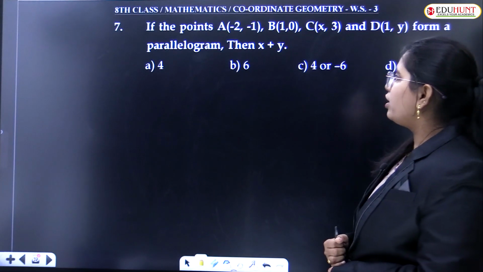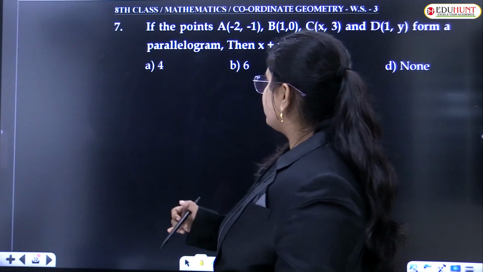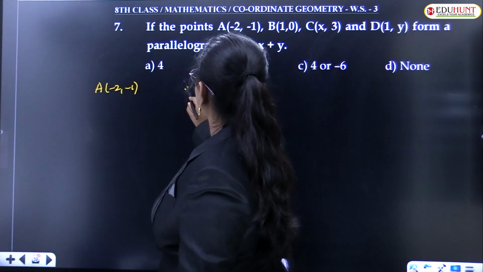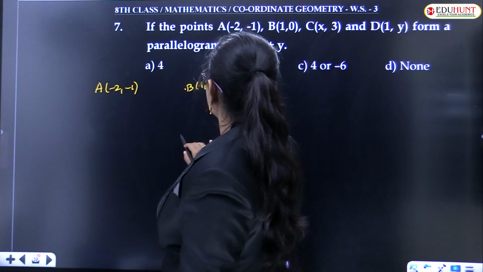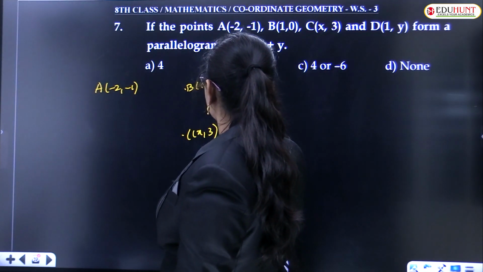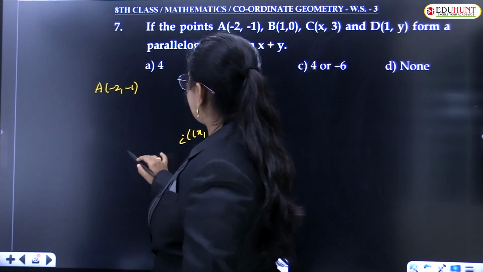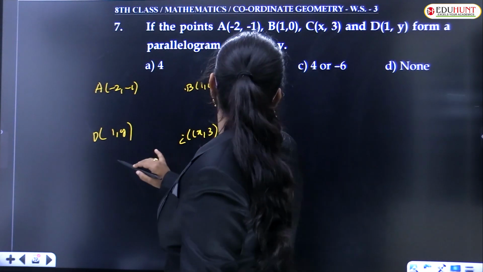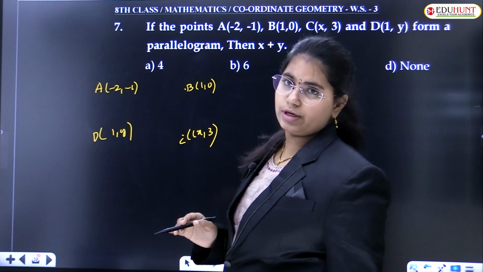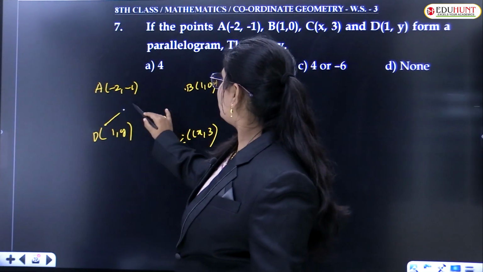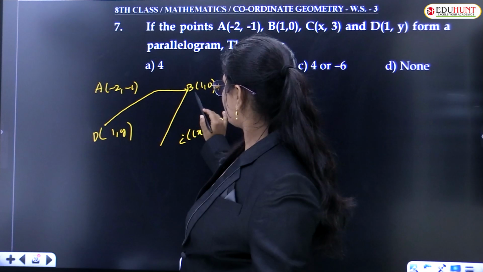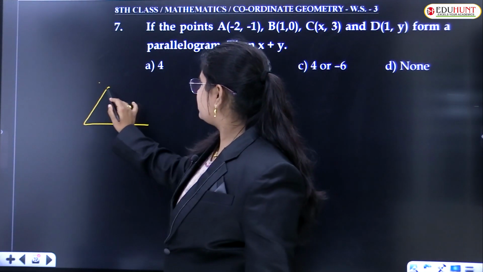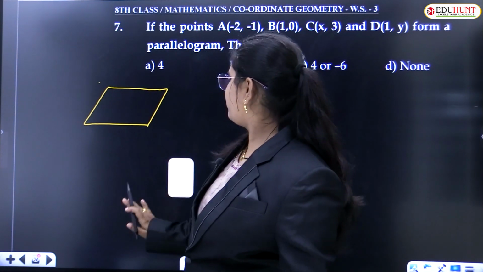Next one. If the points A minus 2, minus 1, B 1, 0, C x, 3, and D 1, 5, 1, y form a parallelogram. It's a 4-sided figure, a parallelogram, right? Just a minute, I need to draw properly. It's a parallelogram. Now it is clear.